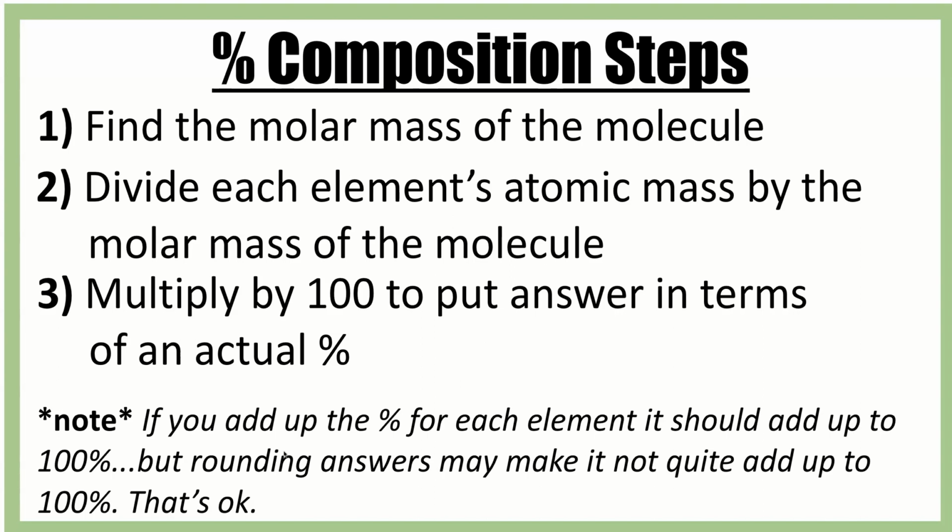Quick note, if you add up the percents for each element, it should add up to 100%. That makes sense. But rounding answers may make it not quite add up to 100. That's okay. Again, please make sure you use the full molar mass as written on the periodic table for this class. Do not round molar masses. Let's all be aware of that one again. Do not round molar masses on the periodic table.